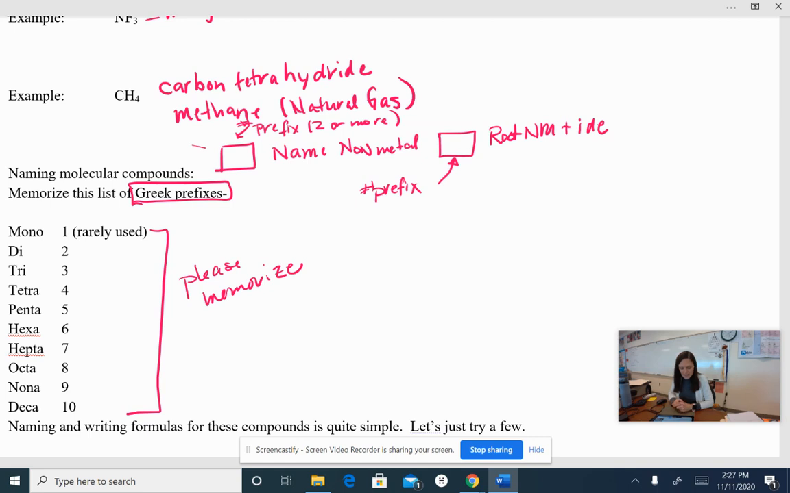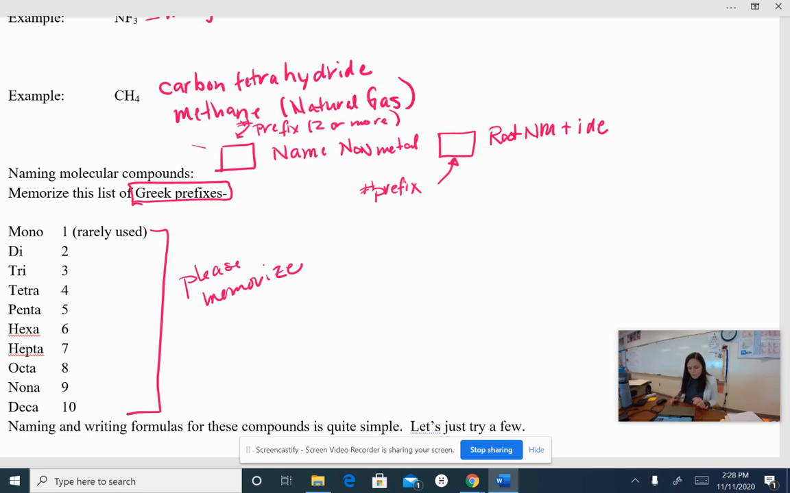Hexa is 6, hepta is 7, octa is 8, nona is 9, and deca is 10. That is all you're going to have to know, just the first 10. We are not going to go above 10. So mono, di, tri, tetra, penta, hexa, hepta, octa, nona, and deca. That's what you need to know.